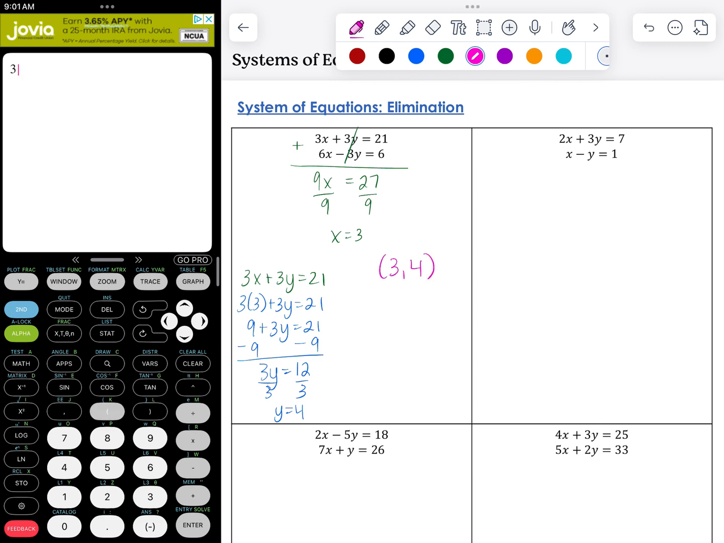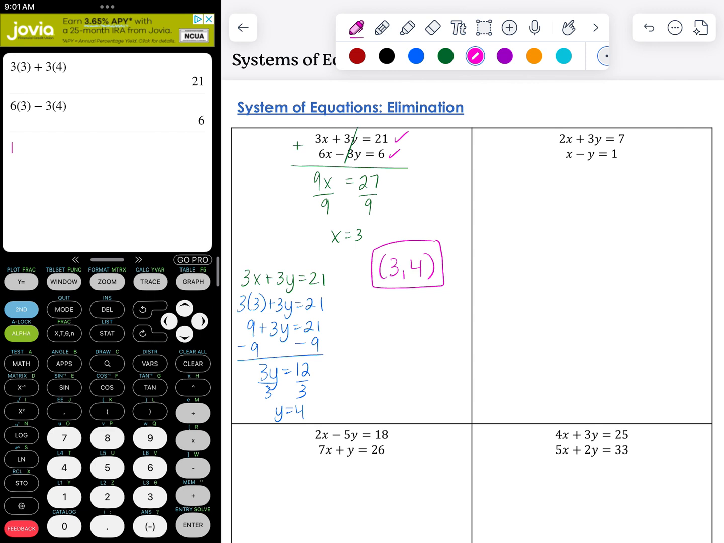We always want to check and make sure. So I'm going to do 3 times my x value plus 3 times my y value. And that equals 21, which is the first equation. And now I'm going to do 6 times my x value minus 3 times my y value. And that's equal to 6, which is my second equation. So I know that 3, 4 is the solution.